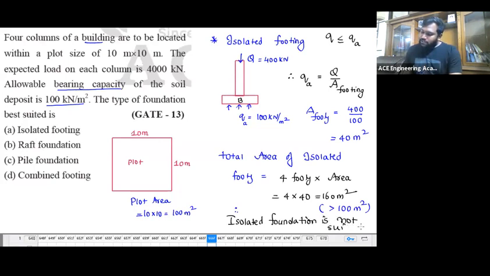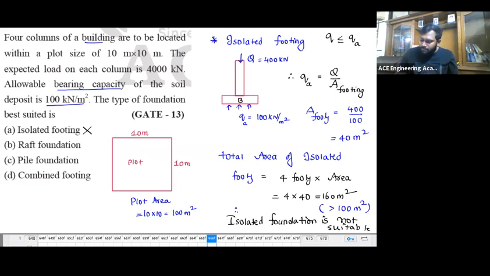Then I'll eliminate the isolated footing, and the remaining are raft and combined. A raft means the entire set of columns will be under a single footing. So if I check the raft, I can directly check the combined also. Now let's go with the raft.